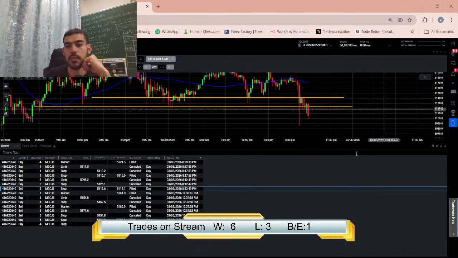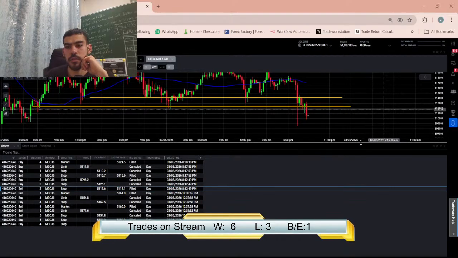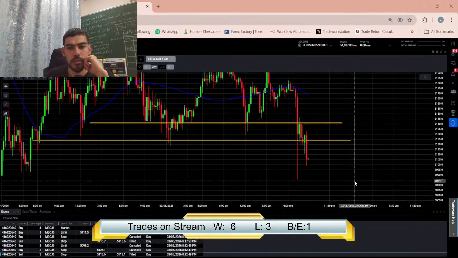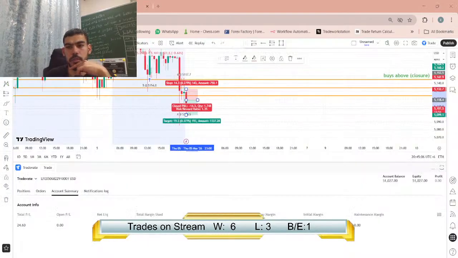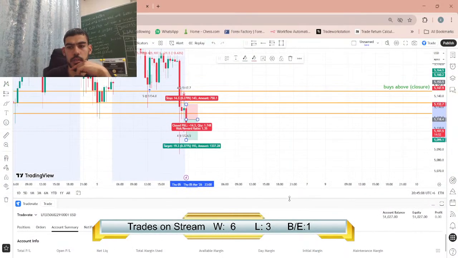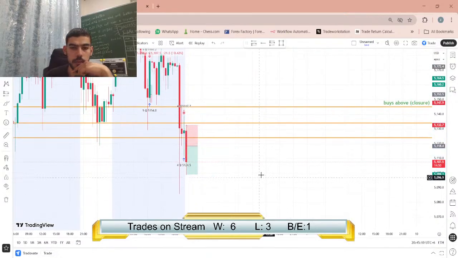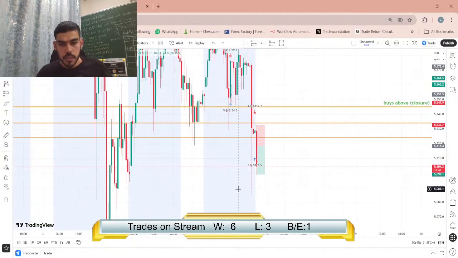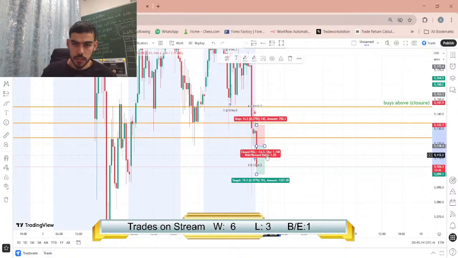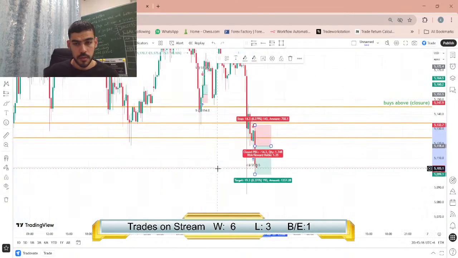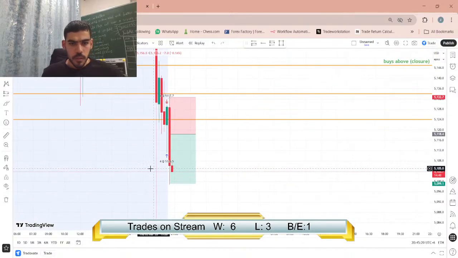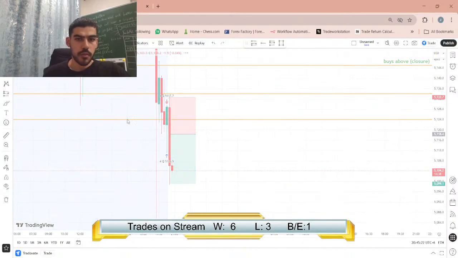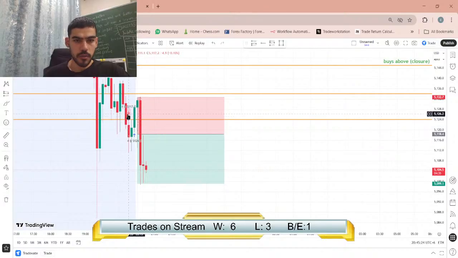Okay, so I think I know where the issue is now. But it wouldn't matter much because it hit my stop loss anyways. It hit my stop loss anyways, guys. So let's see. I'm just going to journal this trade.